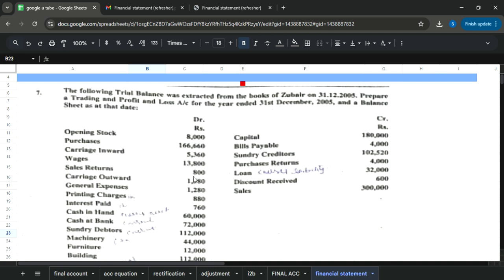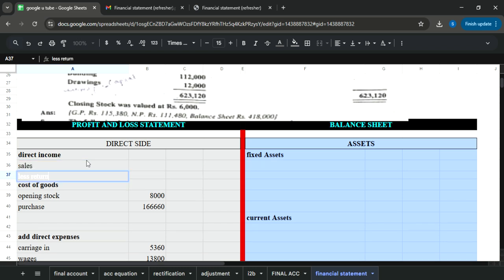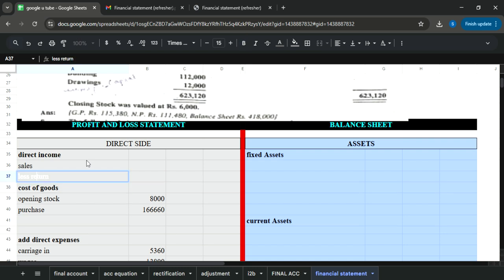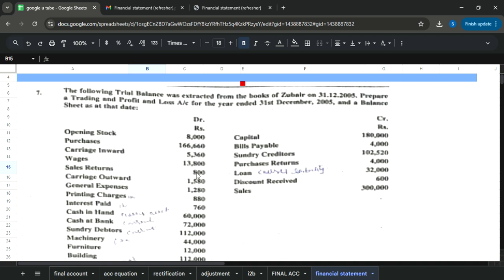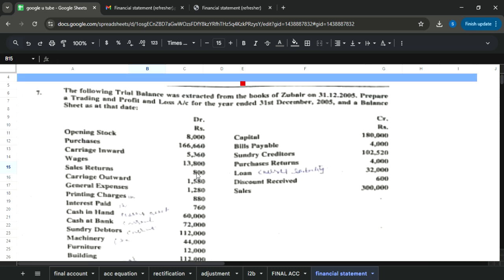Then we have sales return. Need your attention. This is part of your direct income side. As you know, sales you have done, but due to return you will reduce your sales. So sales return would be subtracted from sales. Sales return is 800, after which we will see how much the amount of sale is. So guys, what we are doing is picking each and every element from here and placing them on the accurate and appropriate side.